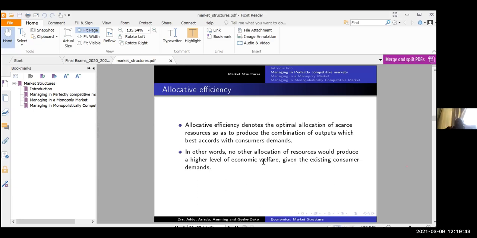So it goes into the concept of Pareto optimality. In other words, no other allocation of resources would produce a higher level of economic welfare given the existing consumer demand. So given the demand for sachet water, given the demand for, I don't know, tables and chairs and wardrobes, given my resources and my skill sets, in terms of production of sachet water and wooden products, if I choose sachet water, then it must be optimal. No other allocation is better than sachet water.